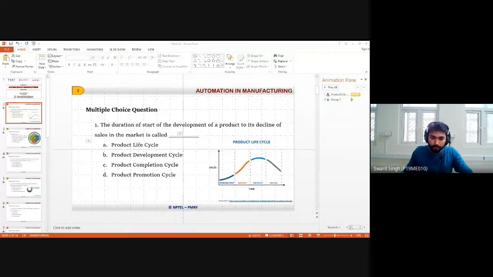Someone is pinging on the screen, I have to see. Slides are okay. Slides are not changing. So I'm resharing the screen. I'm sorry for these interruptions. I hope it is visible.